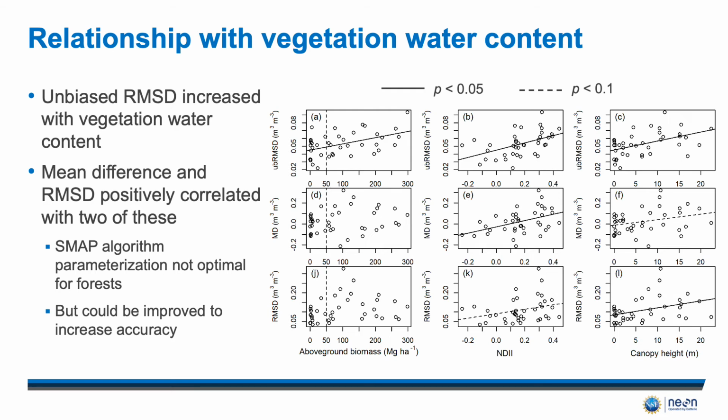Even more encouraging when we looked at relationships with mean difference, which, as I mentioned, includes SMAP measurement bias and also root mean squared deviation, we found that 2 of these ecosystem properties were correlated with this. So you can see that was for NDII and canopy height. And that's kind of indicating that these SMAP algorithms may not be parameterized optimally for forests, perhaps also not surprising since SMAP was primarily focused on unforested sites. But it also indicates that these algorithms could be reparameterized to improve the performance by taking into account these ecosystem properties.